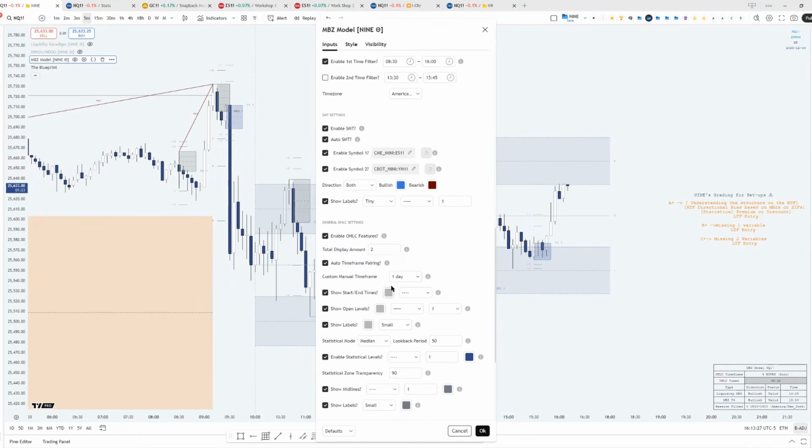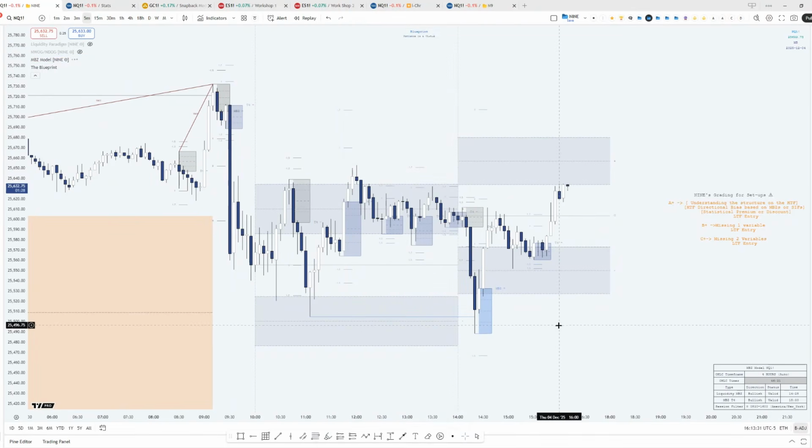Now let me just increase this here. So we have more statistical zones. And so there were a few setups here, right? Or I think around 10, 12, based on all of them throughout New York. Now, what I want to point out is this one here, first of all. We have a bearish MBZ, but as I mentioned, what is the market doing? It's bullish, number one. Number two, there's no higher time frame bearish zone.